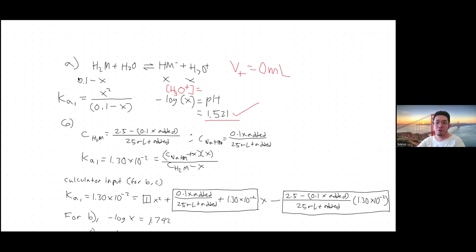What is your H3O+, Josh? For letter A. I have no idea. You have no idea. You already calculated the pH. Of course, you can easily calculate the H3O+. Instead of using the calculator, I can just backtrack. Okay, nice. Correct.